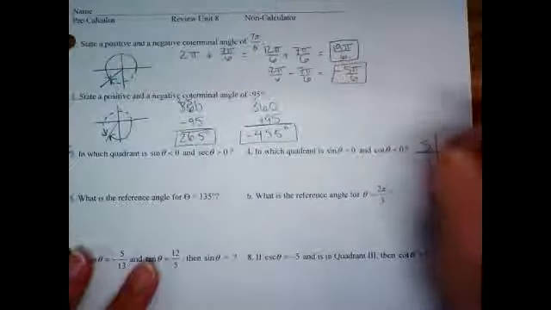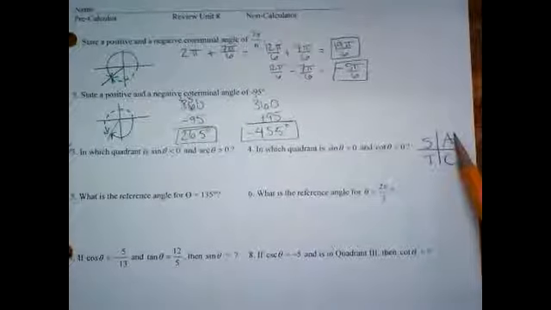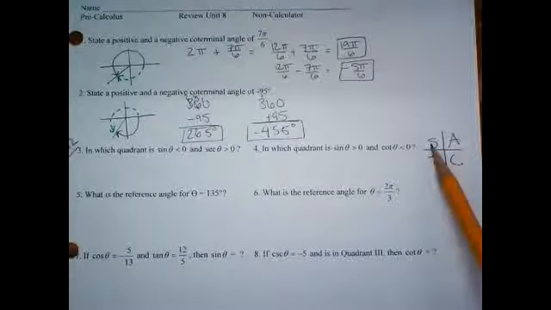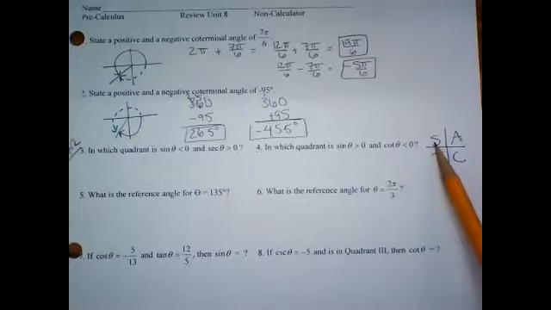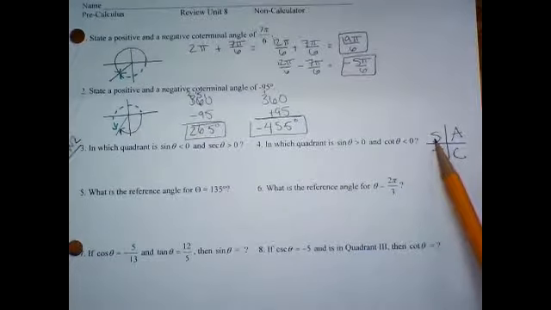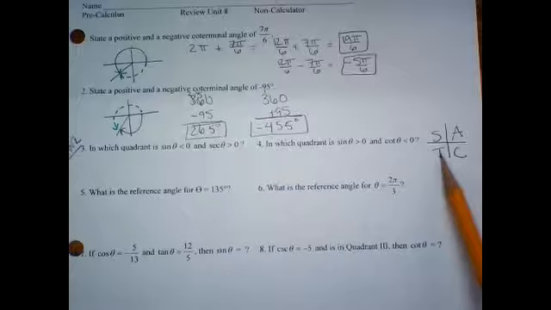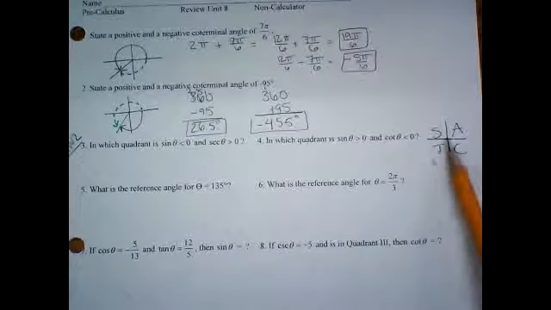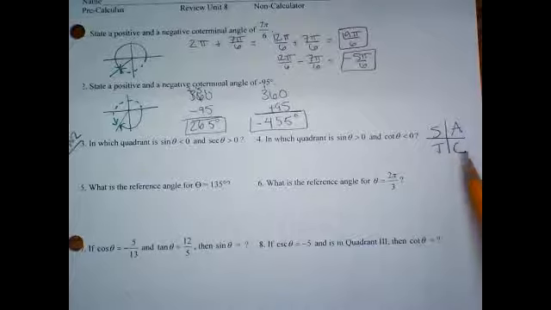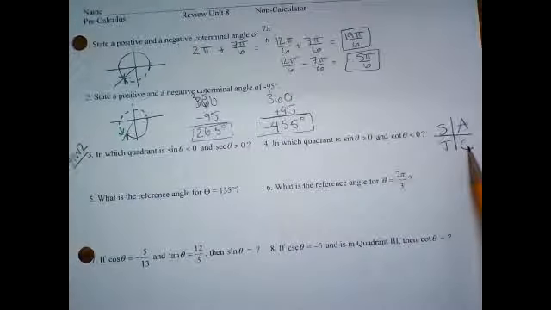It was All Students Take Calculus. They're all positive in quadrant 1. What did the S stand for? Sine. So sine is positive in quadrant 2. And so also cosecant, the ones that go together, the reciprocals. What did the T stand for? Tangent. Good. So tangent and also cotangent are positive in quadrant 3. And then the C was for cosine. Cosine and then secant are positive in quadrant 4.